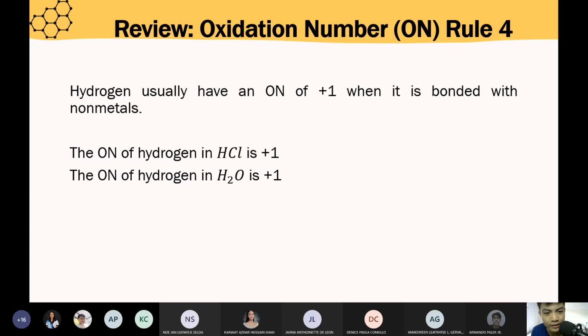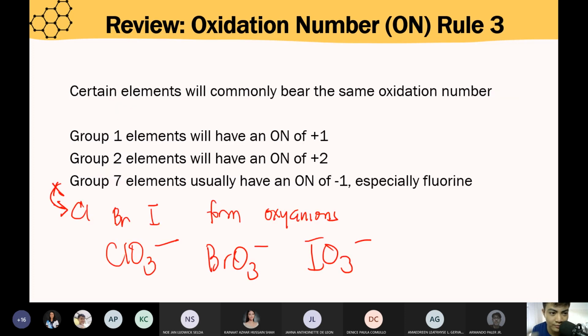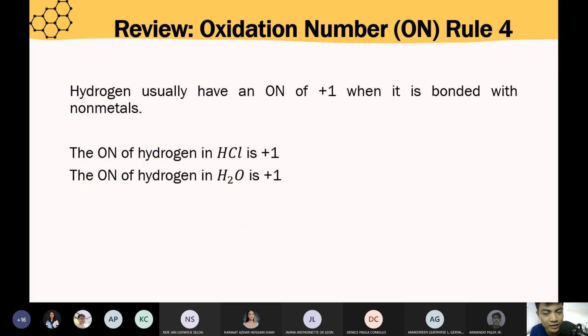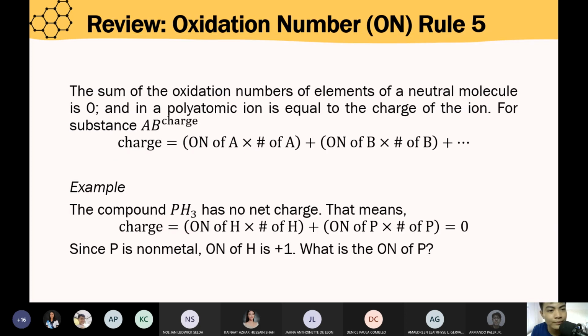Sa Cl, so group 7 yan. And again, it is not in the oxyanion form. So if it is not in the oxyanion form, therefore it is negative 1. Kasi hydrogen lang naman yung kapartner ni Cl eh. Hindi siya oxygen. Yun yung rule number 4.